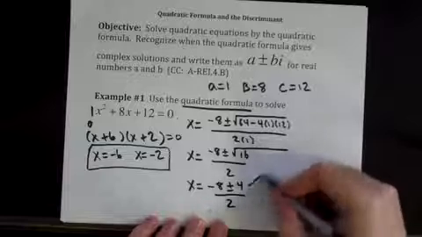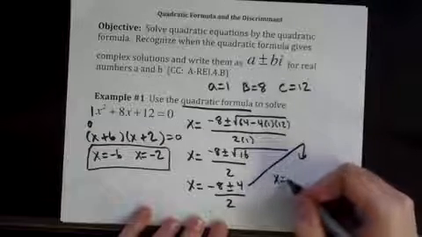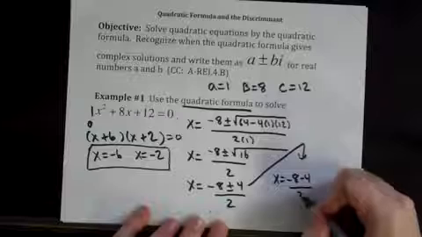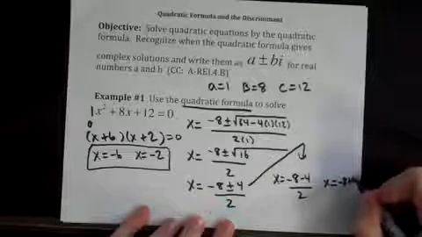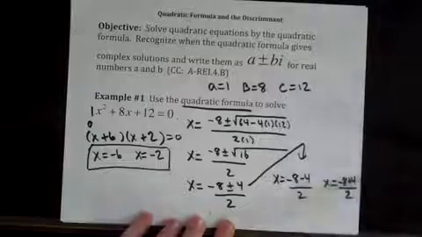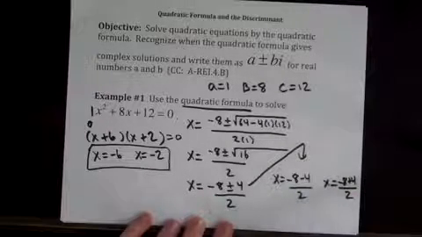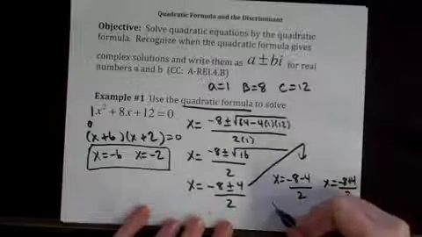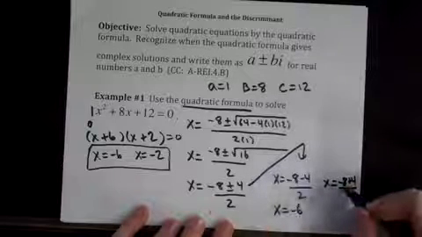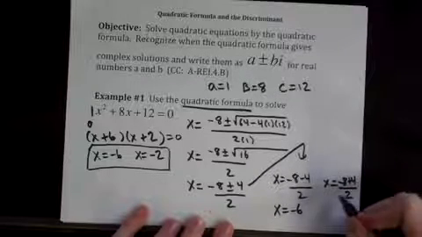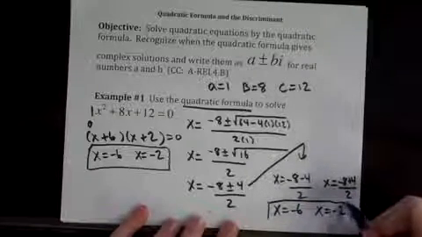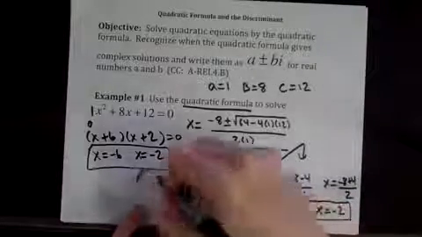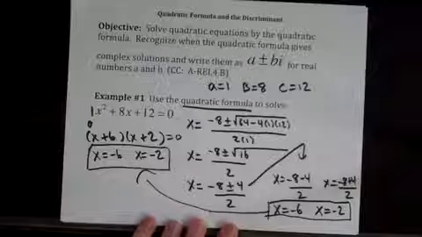So let's break this into 2 parts. Okay? There's part 1. There's part 2. Negative 12 over 2 is negative 6. Negative 8 plus 4 is negative 4, over 2 is negative 2. And I think we would agree those are the 2 answers there.